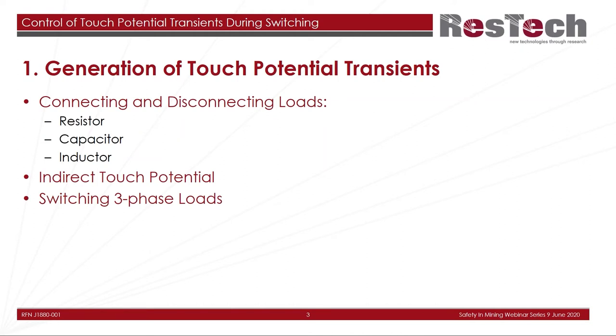So I'll start with some very basic circuit fundamentals, just to give you an idea about how we can actually generate touch potentials by looking at a simple circuit using a resistor first, then with the capacitor, and then with an inductor, and see what actually happens when we do switch those components to a voltage source.